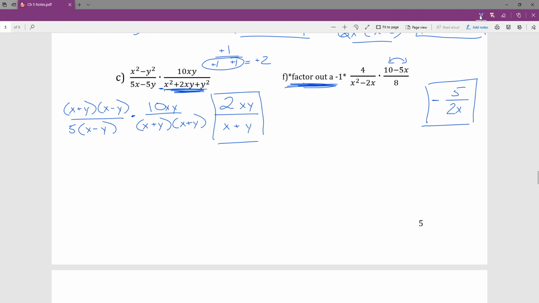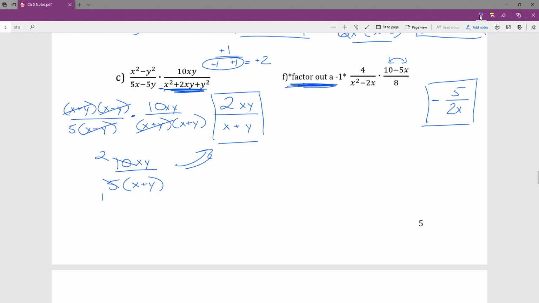Okay, so then I get to this point of crossing things out, which I really, really like. On the top, I'd have a 10xy. On the bottom, I'd have a 5 times x plus y. And here I can have that reduction. So I'd have a 1 and a 2. So my final answer is 2xy over x plus y.